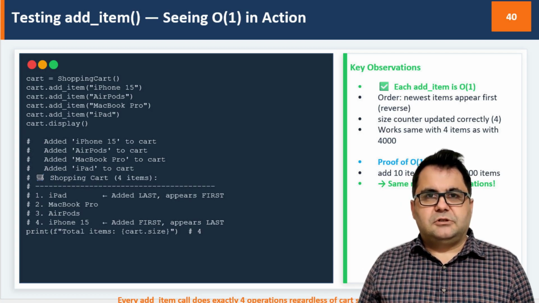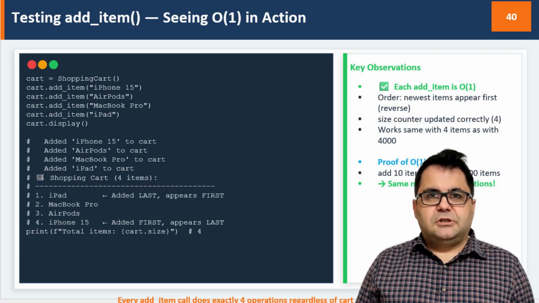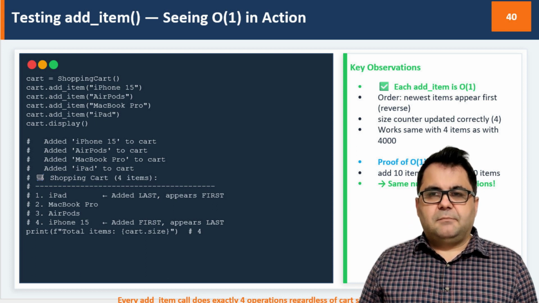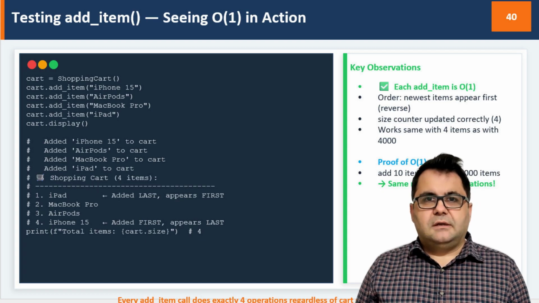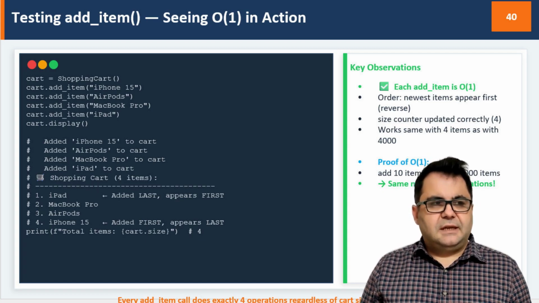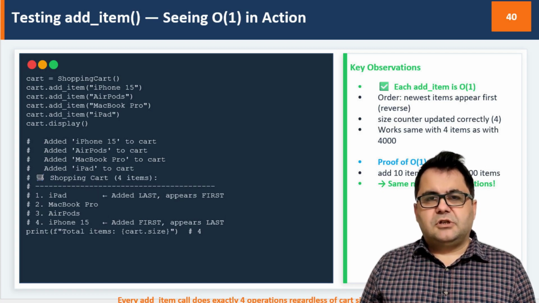Print confirmation message. Usage example. Create empty cart, add iPhone 15, add AirPods, add MacBook Pro, then display. Each add_item call is O(1), no matter how big the cart gets. Adding to front is always same speed. This is why linked lists are perfect for shopping carts.